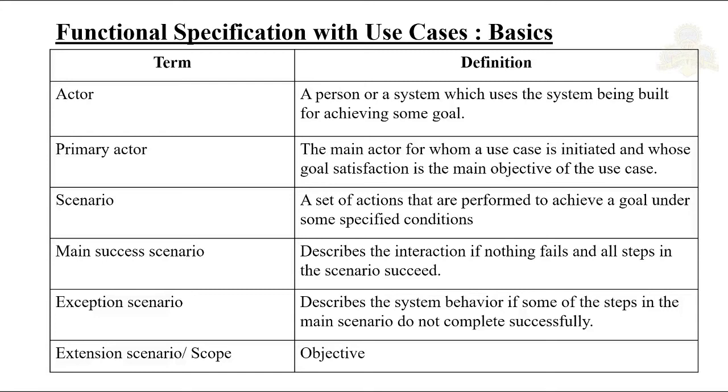The use case aims to achieve its goal. Different situations can arise while the system and the actor are interacting. For these situations, a use case has an extension scenario. It describes the system behavior if some of the steps in the main success scenario do not complete successfully, and sometimes we call them exception scenarios. That means, suppose we have five success scenarios and one of them fails, then what we have to do comes under the exception scenario.